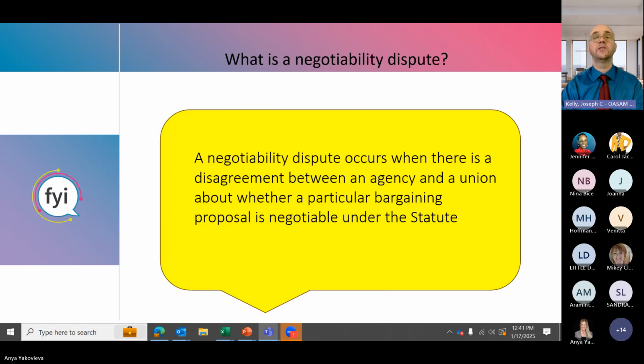A negotiability dispute occurs when there's a disagreement between an agency and a union about whether a particular bargaining proposal is negotiable under the statute. I think that's a decent definition.